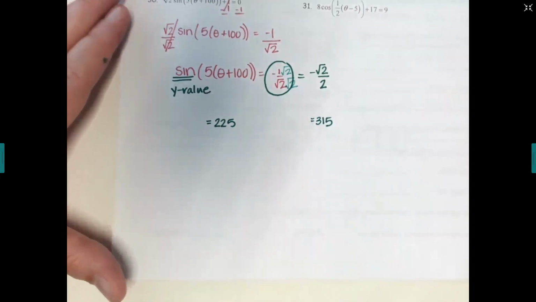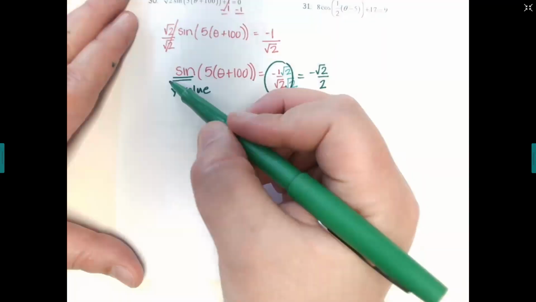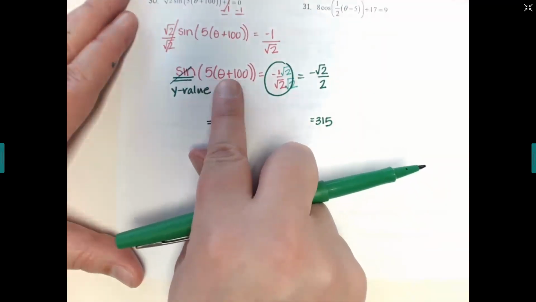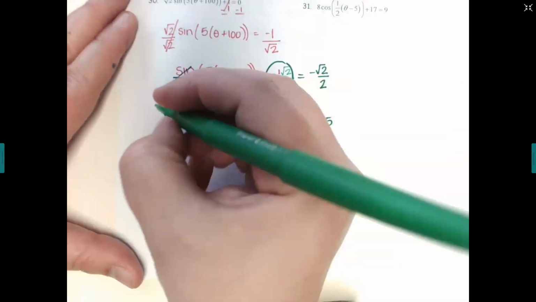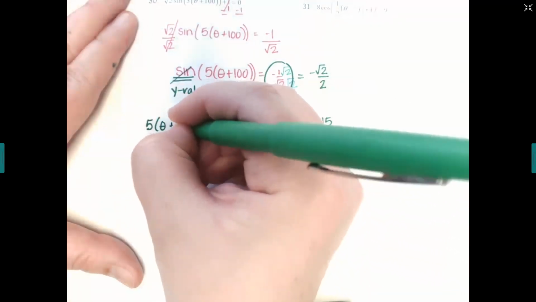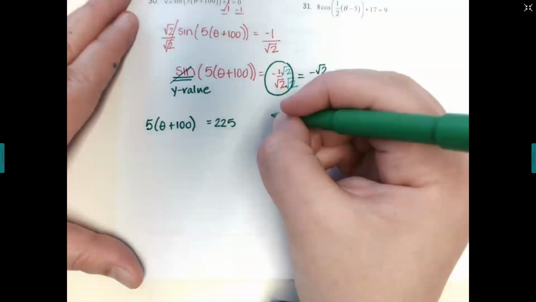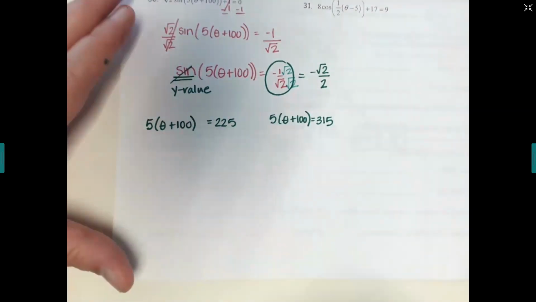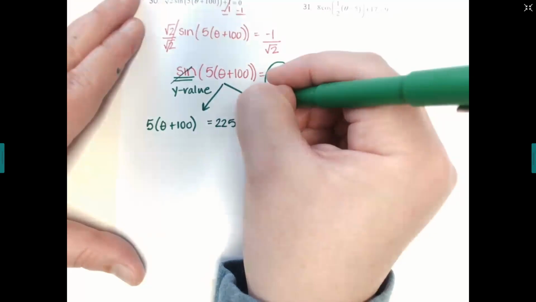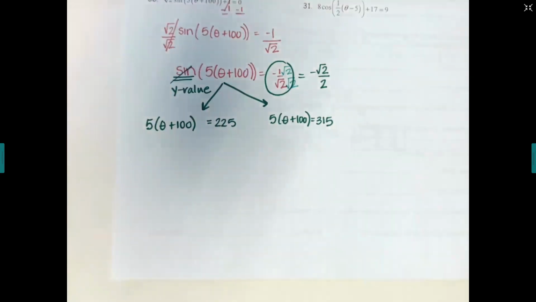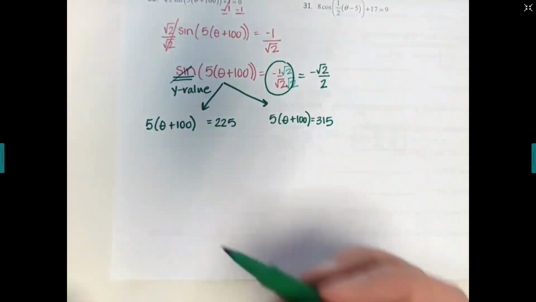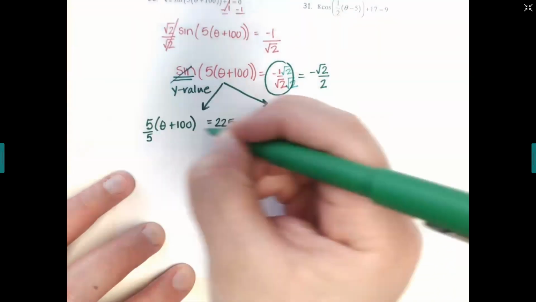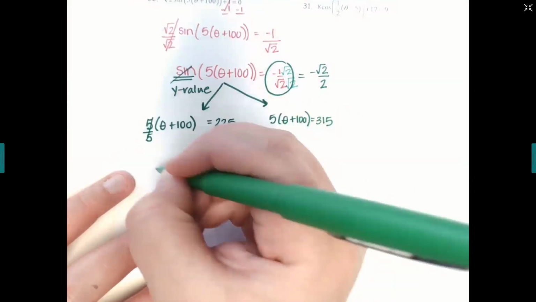Okay, remember that crosses out the sign, but all of this middle stuff needs to be set equal to those 2 numbers. So I have a 5 theta plus 100 equal to 225. And a 5 theta plus 100 equals 315. And then remember that you're gonna solve both of those branches for your solution. Should I distribute the 5? No, you can, but it's gonna make it take longer for you to solve it. So let's divide it out of the way. Divide by 5, divide by 5.